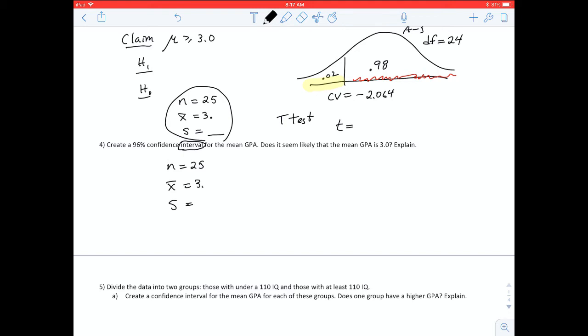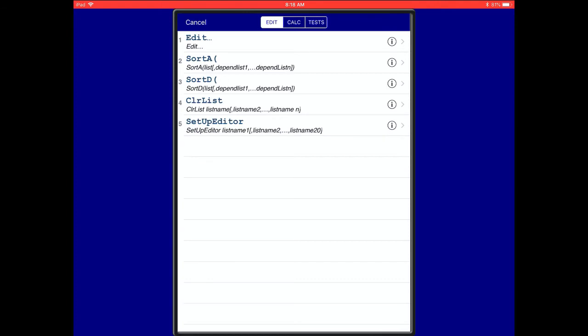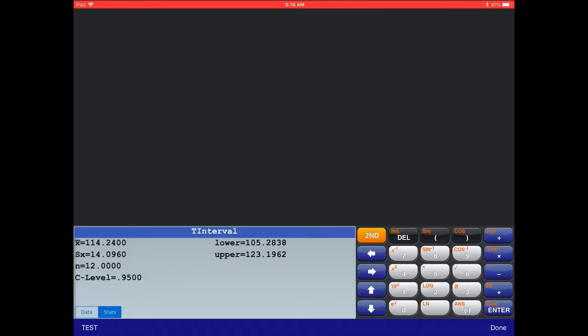And then you can use the, let me look on the calculator. Stat, tests, and then T interval. So number 8, the T interval, and you type in the information.